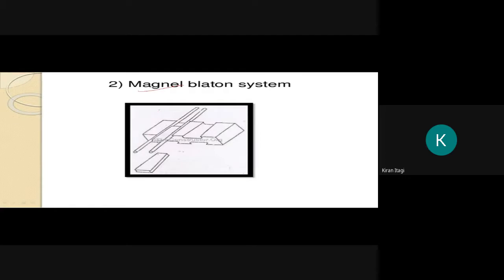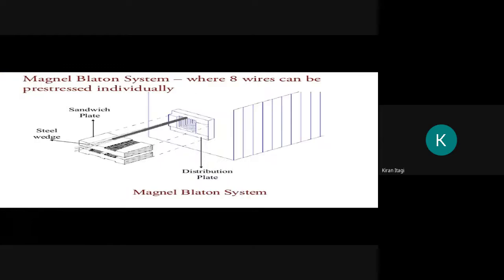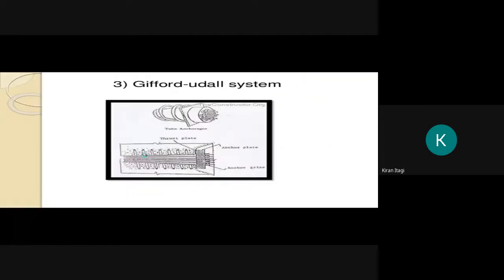Another type we have is the Magnel-Blaton system. Okay, here this is your steel plate. These are your tendons. After that, what they do, they bring and keep it here, which means they hold the cables in a tension form. Your other systems are also like the same thing. Lee-McCall system. Okay, remember these important things also.